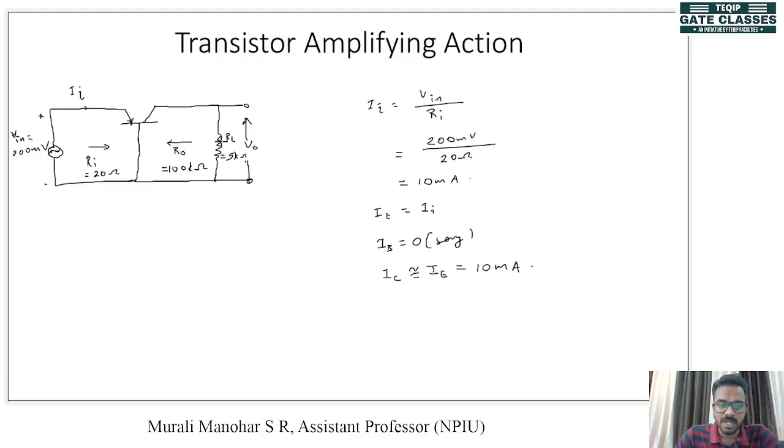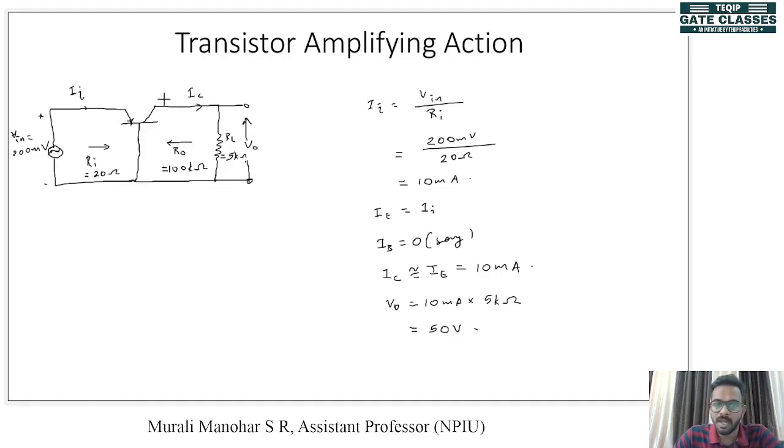So if we look at the output circuit, this current IC flows here, which is 10 milliampere. So what will be V out? V out will be equal to 10 milliampere into 5 kilo ohm, and that will be equal to 50 volts. So 200 millivolt in the input became 50 volt at the output. What we have done is, we have transferred this current II from a low resistance path to a high resistance path, and all the while the current remains almost the same.